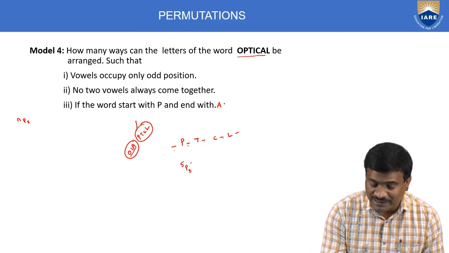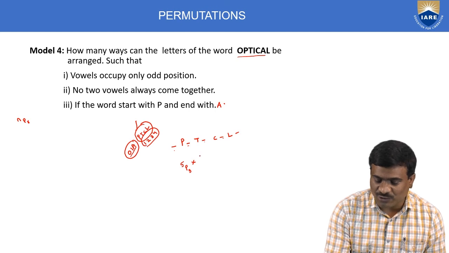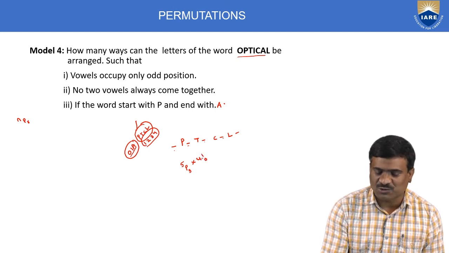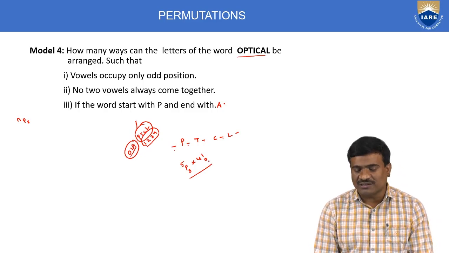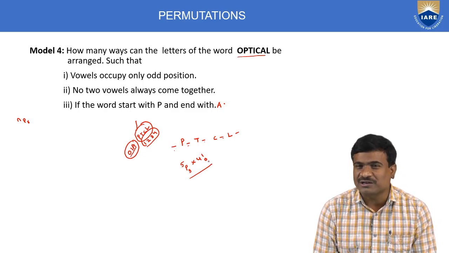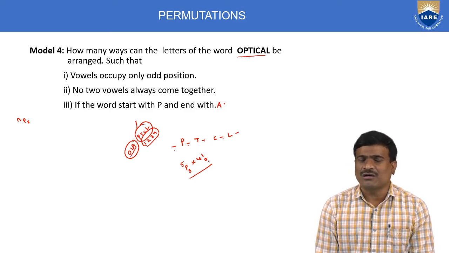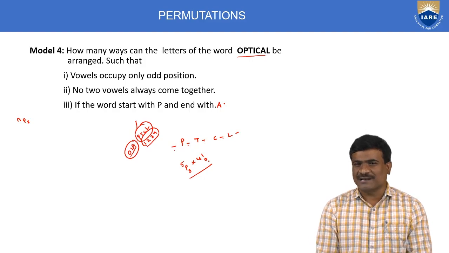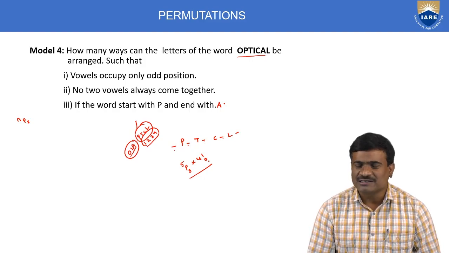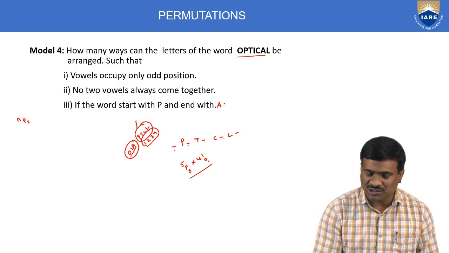The second one, blindly applicable only to the number of consonants. The number of consonants is equal to 4. 4 consonants arranged in 4 factorial ways. So the answer for no two vowels together is 5P3 into 4 factorial. Also, in the denominator you always write only the repetition of letters in OPTICAL. Here there is no repeated letter, so the answer is 5P3 into 4 factorial. That is the second question's answer.